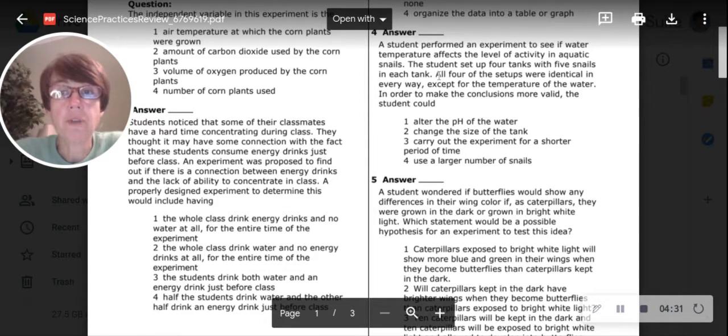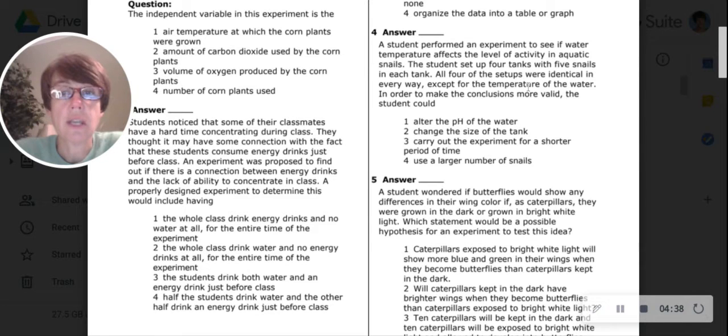All right, we set up 4 tanks. We've got 5 snails. They were all identical in every way except that the temperature of the water changed in the tanks. Okay, so everything else was the same. So we've got all these constants and the one variable was the water temperature. All right, so in order to make the conclusions more valid, we are not going to want to change the pH because that would add a variable. We're not going to want to change the size of the tank. That would add a variable. We're not going to want to carry out the experiment for a shorter period of time. So the best answer here is number 4.